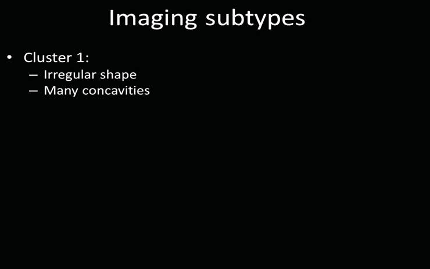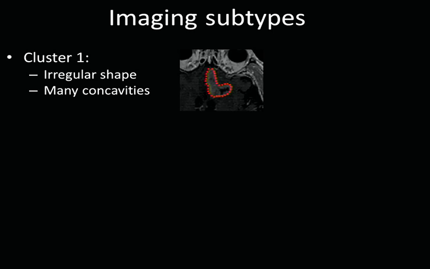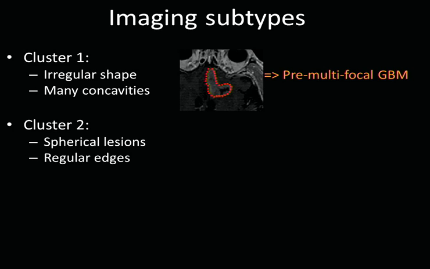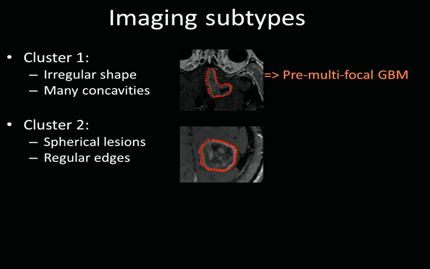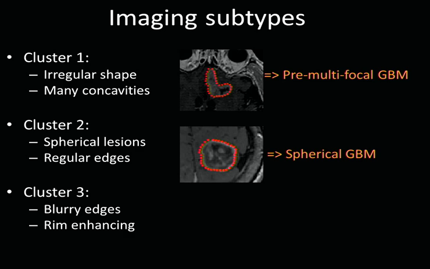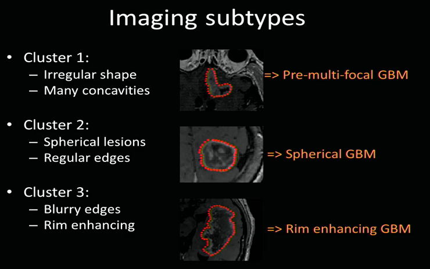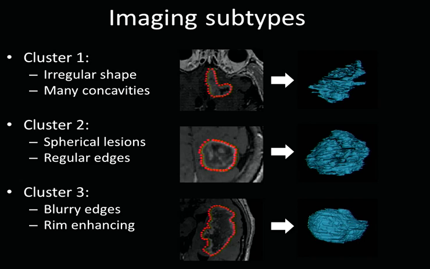So this essentially allows us to define these 3 subtypes. Subtype 1 with very irregular shapes and many concavities, which is what we also call the pre-multifocal subtype, because this subtype has a lot of features that we saw also in multifocal tumors. Cluster 2 is essentially the spherical cluster with very regular edges and spherical lesions. And cluster 3 is the rim enhancing subtype, which is defined by blurry edges and rim enhancing. And here you can see an example, a 3D rendering of these classes.